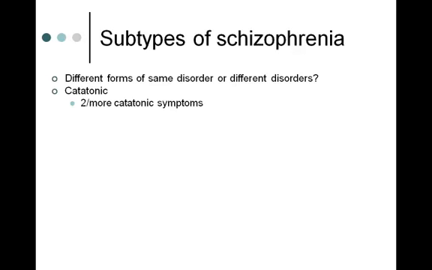So this is when you have motoric immobility, excessive motor activity, extreme negativism or mutism, echolalia or echopraxia. Right? Echolalia is the kind of nonsensical repeating of someone else's words. So you walk in and say, "Hi, how you doing?" And they say, "How you doing? How you doing? How you doing?" Echopraxia is the same thing, but with movement.